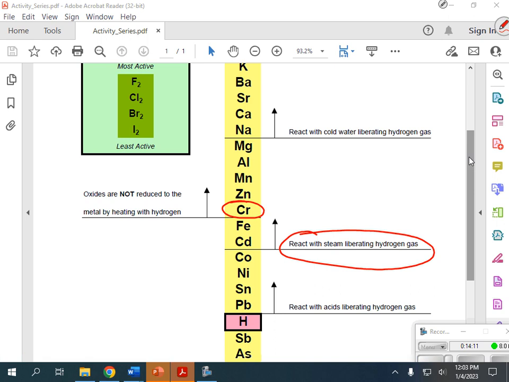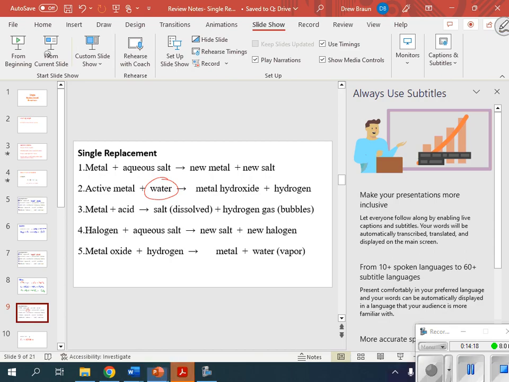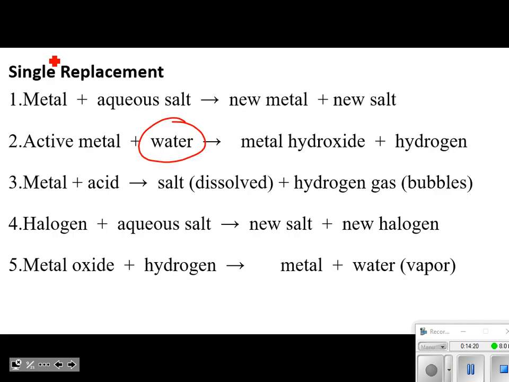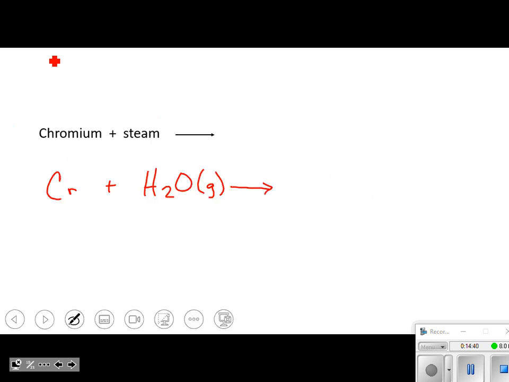Is chromium above that line? It is. So, as I come back and look and say, okay, chromium is above that line, so I do in fact have a single replacement number 2. There's my hydrogen that's liberated. Here's my salt. It is a metal hydroxide. So, what is my metal hydroxide going to be?